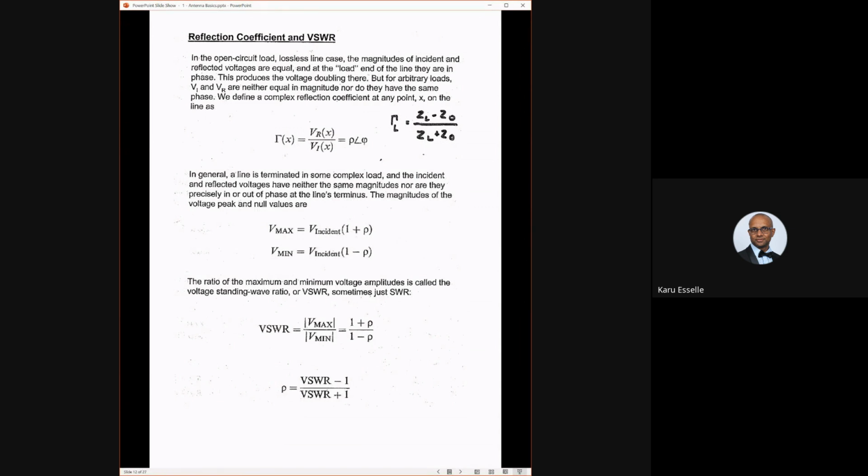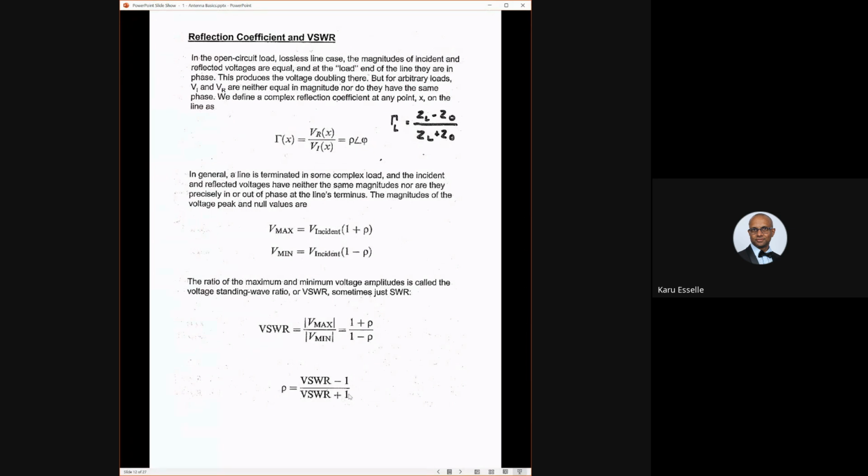Okay, so this is one of the measures of mismatch, VSWR. If you have equipment to measure VSWR, you can actually measure it, and then you can determine the reflection coefficient gamma by rewriting this equation like this. Reflection coefficient is VSWR minus 1 divided by VSWR plus 1.